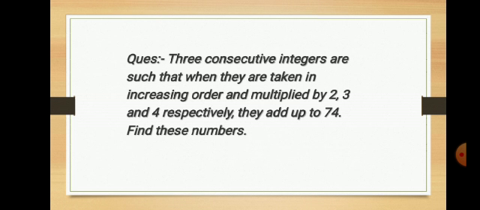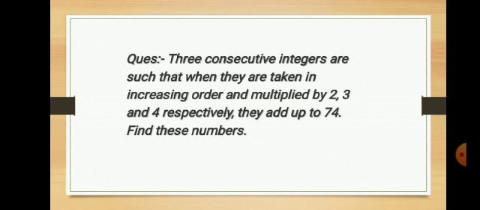Next, three consecutive integers. Again the word consecutive comes. I have told you in the previous slide, consecutive means continuous. Three consecutive integers are such that when they are taken in increasing order and multiplied by 2, 3 and 4 respectively. We can multiply the first by 2, the second by 3 and the third one by 4.